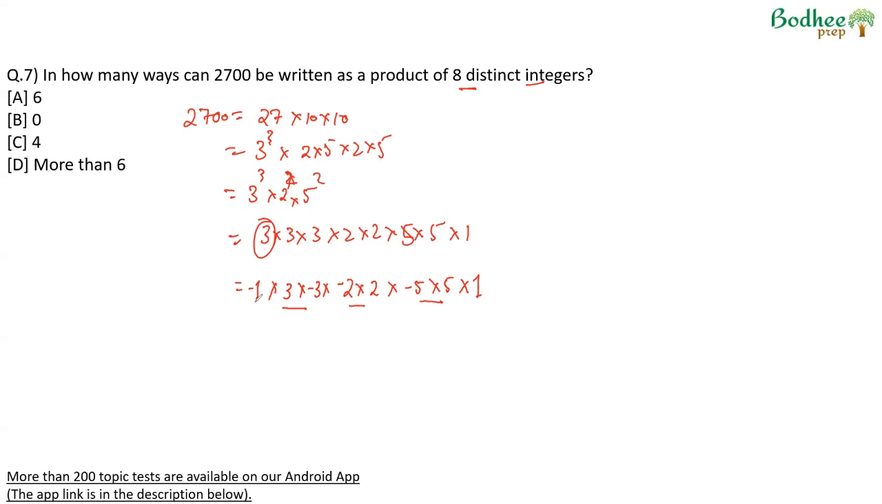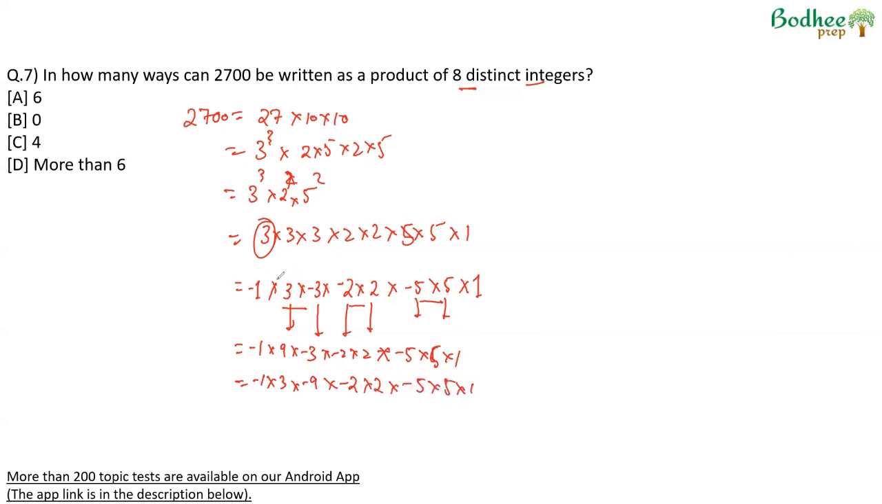If we multiply this 3 with minus 3, we will have minus 3 and minus 3 common. If we multiply 3 with this 1, we will have 3 and 3 common. Therefore, the remaining 3 can be multiplied by any one of these numbers to get a unique way. For example, if I multiply 3 by 3, I will get minus 1 into 9 into minus 3 into minus 2 into 2 into minus 5 into 5 into 1. This is one way. If we multiply the 3 with minus 3, we will get minus 1 into 3 into minus 9 into minus 2 into 2 into minus 5 into 5 into 1 and so on.